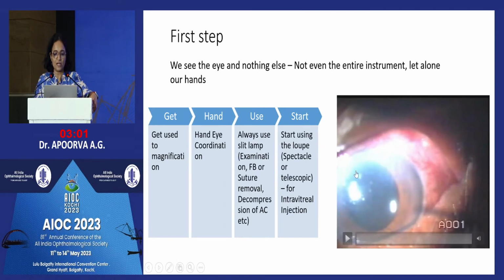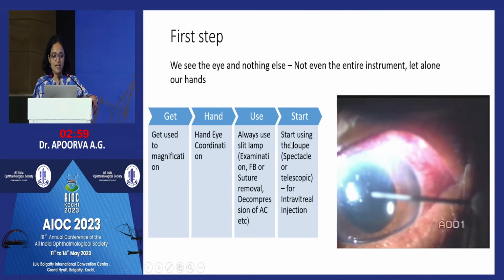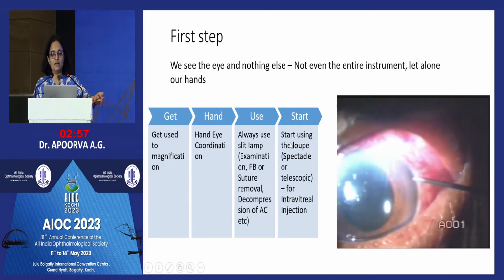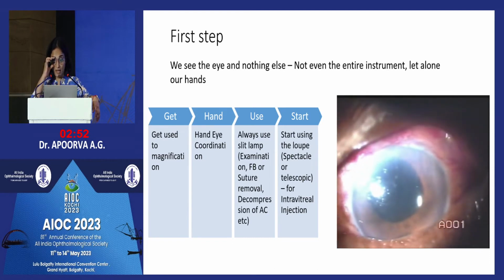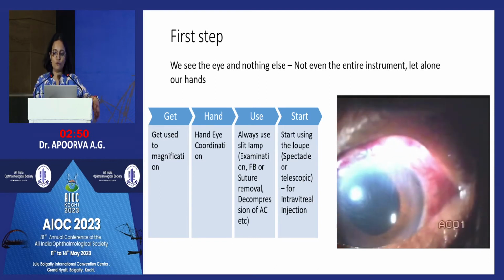So when we start using the microscope, it is important to get used to the magnification and, like I said, learn about hand-eye coordination. This is best learnt if we use low magnification to begin with. And also, to get acquainted with the final beast of a microscope, it may be helpful to use a slit lamp even for the small things that we do, like a foreign body removal. Don't do it without the help of a slit lamp. Suture removal, decompression of the anterior chamber, we can start doing these things on a slit lamp to get used to the microscopic or biomicroscopic system.